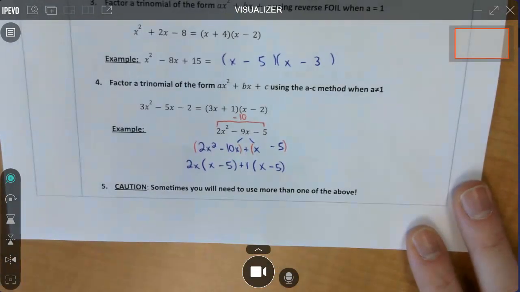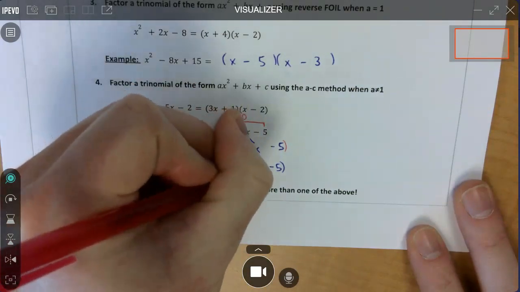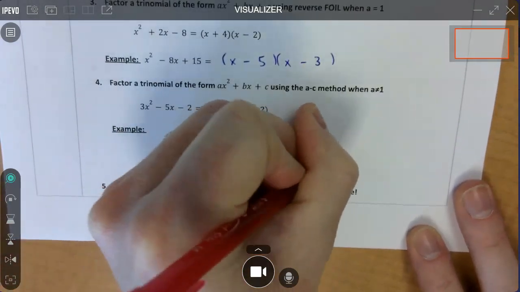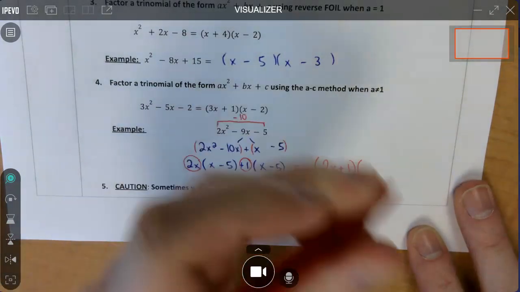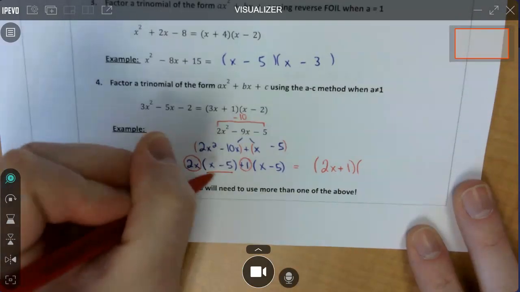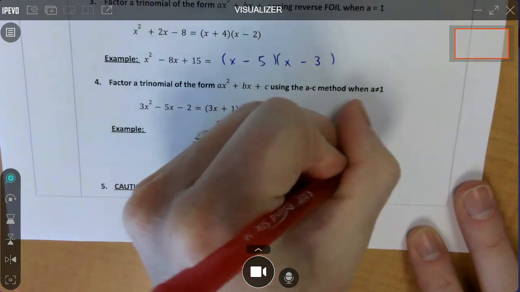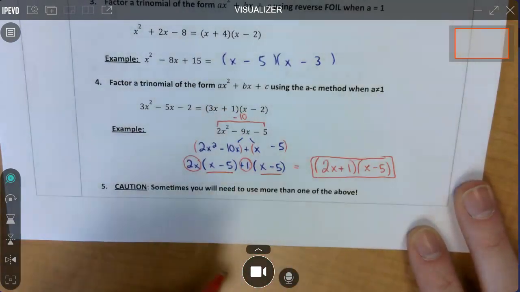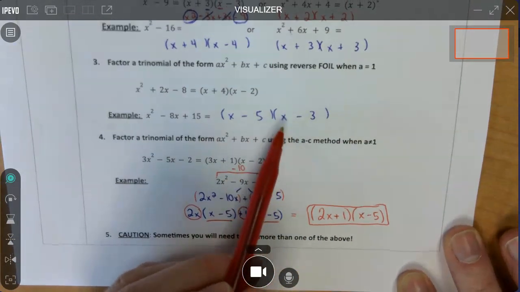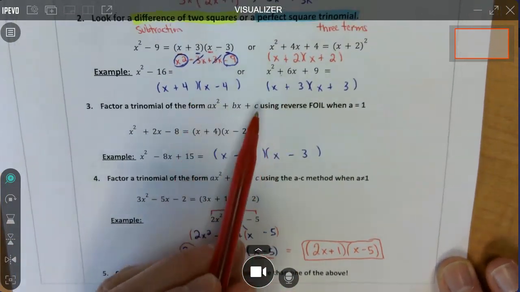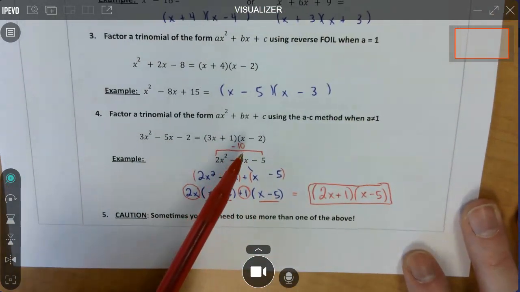Okay. Now this gets me to my eventual two answers. I take my outside terms, the 2x plus the 1. That's one of my binomial answers. My other binomial answer is what they have in common, the common parenthesis. And that is my final answer. It's still a binomial times a binomial, just like this one was, just like these ones were. The only difference is how I get there using the AC method.